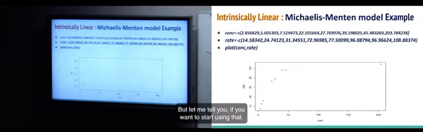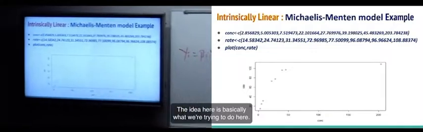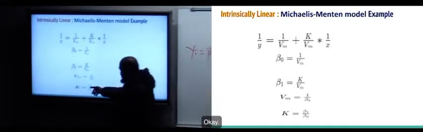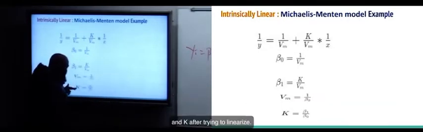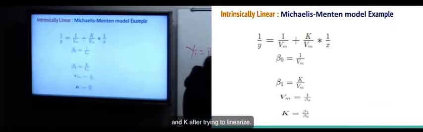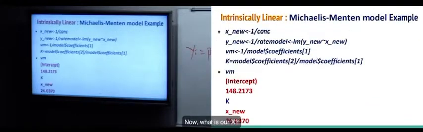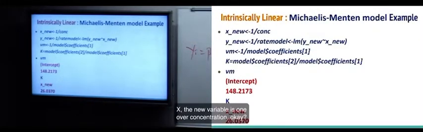But let me tell you, if you want to start using that, the idea here is basically what we're trying to do. Don't forget, we believe that this is a way to get our Vm and K after trying to linearize. Now, let us use that here. What is our X? X, the new variable, is 1 over concentration, and Y equals that.